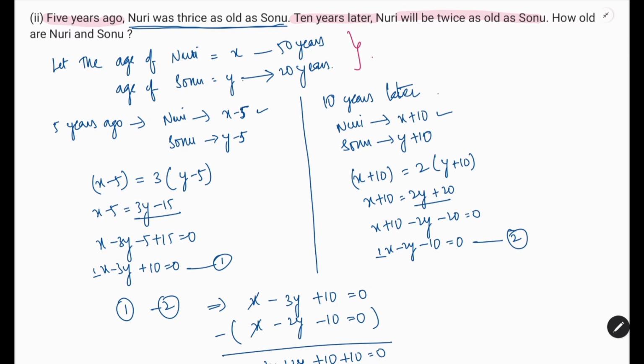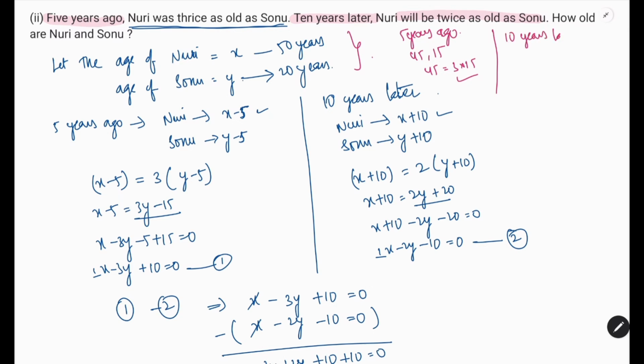Okay. See here, two cases. So 5 years ago, the age of Noori will be 50 minus 5, which is 45. The age of Sonu will be 20 minus 5, which is 15. So Noori is thrice as old: 45 equals 3 into 15. This is correct.